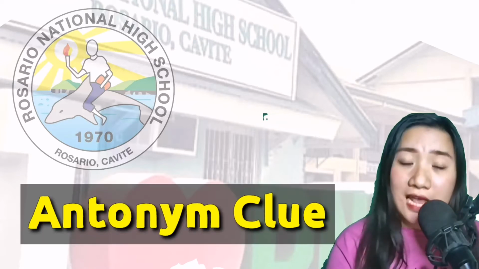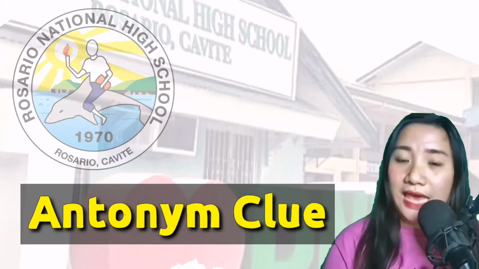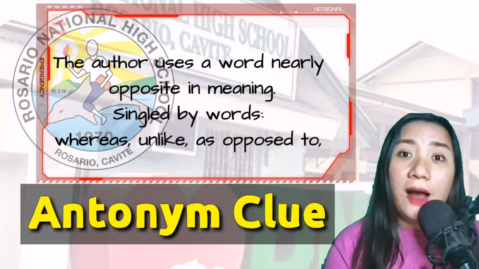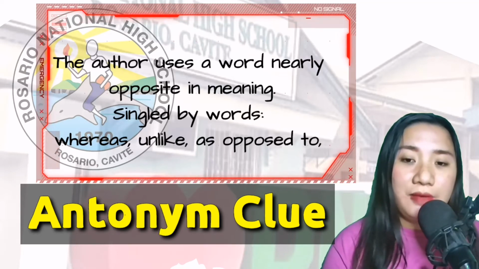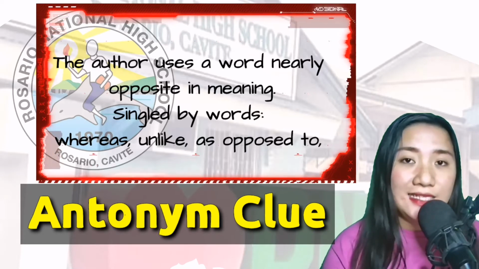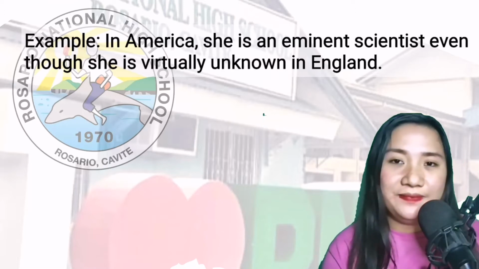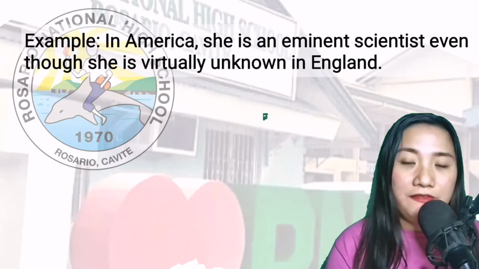Let's have clue number three. It's what we call antonym clue. If we have the same meaning, which is synonym clue, we have antonym clue. The author uses a word nearly opposite in meaning, signaled by keywords like whereas, unlike, or as opposed to. Okay, so let's have that example. In America, she is an eminent scientist even though she is virtually unknown in England. Now, what do you think is the meaning of eminent?